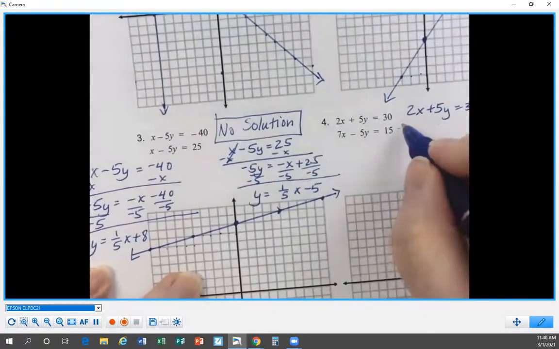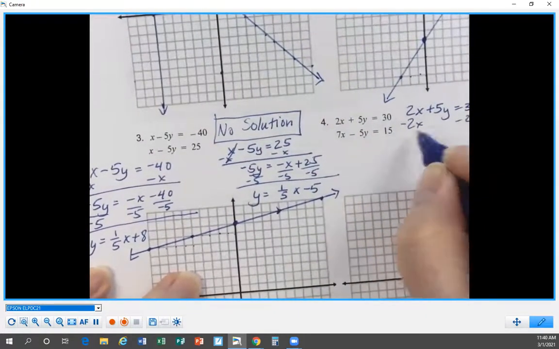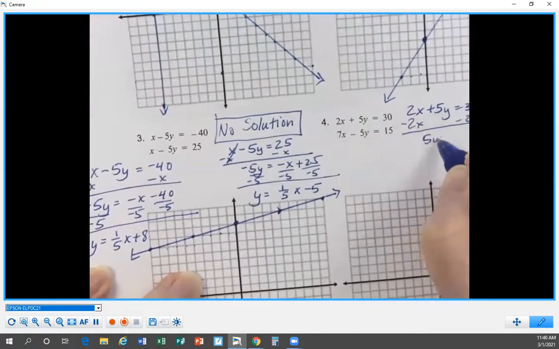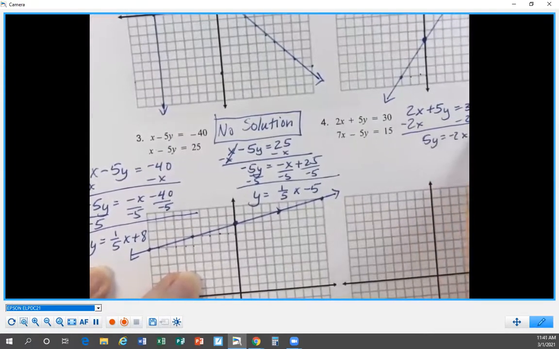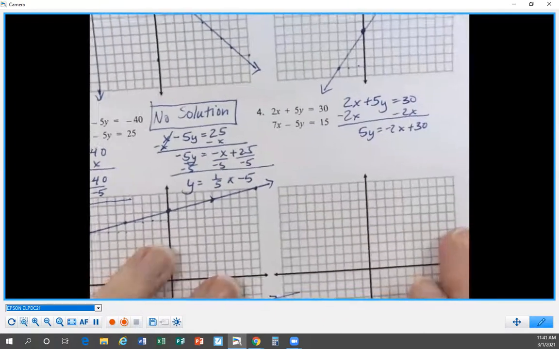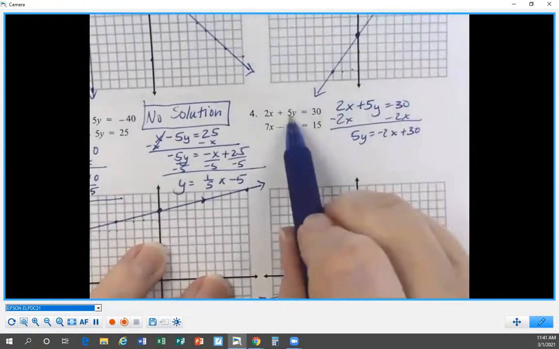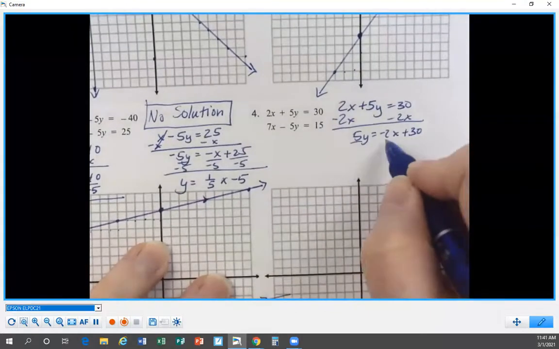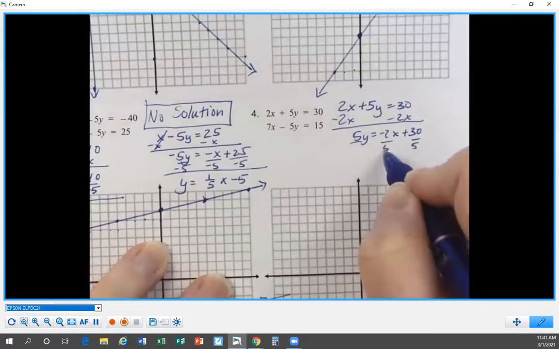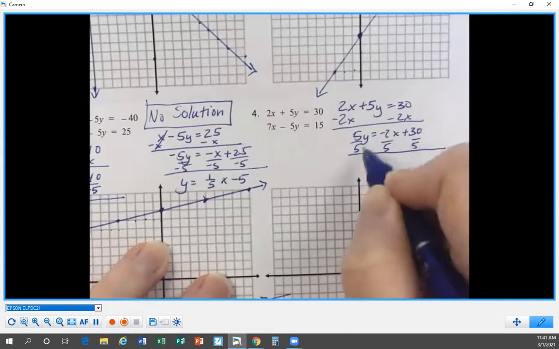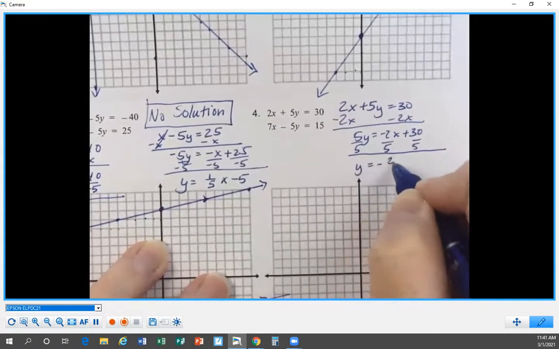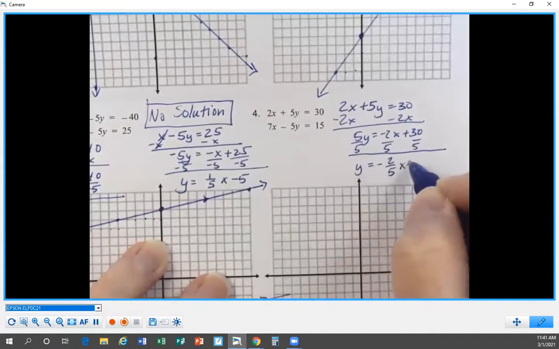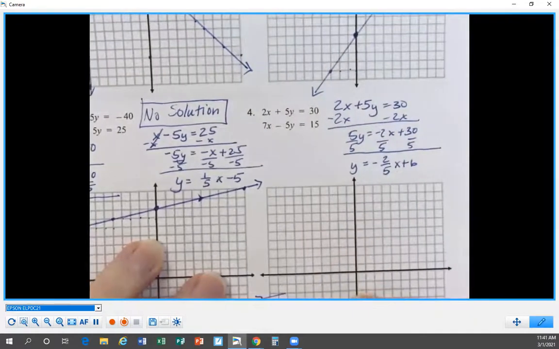Subtract 2x from each side to get 5y equals negative 2x plus 30. So that's the first equation, we're just rewriting it in slope-intercept form. Then divide each term by 5 to get y equals negative 2/5 x plus 6.